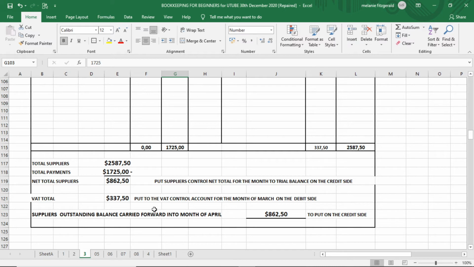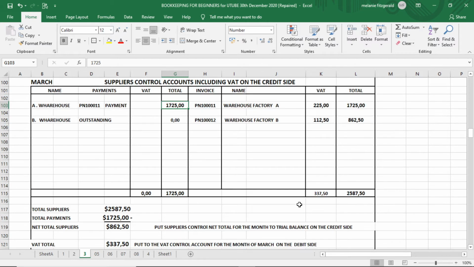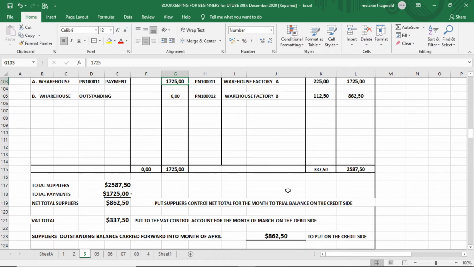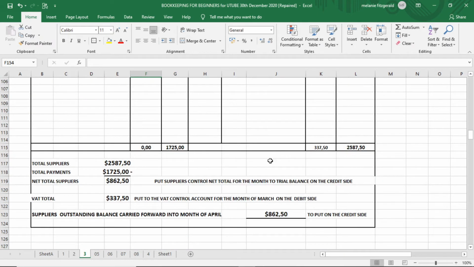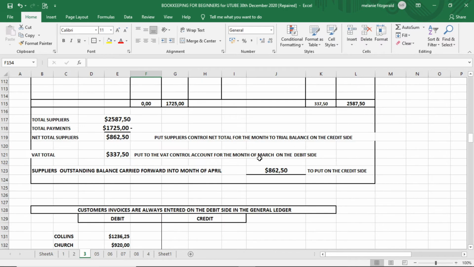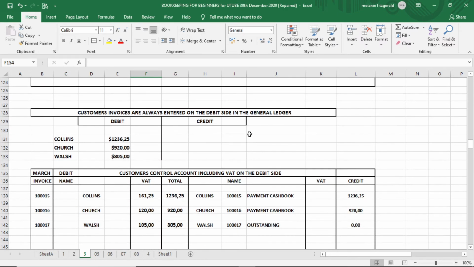So the supplier's outstanding balance carried forward into the month of April is $862.50. We put that on the credit side, so on the supplier's control account, on the credit side, we add that in there. All right, so like we've done the supplier's control account, we're now going to do the customer's control account.